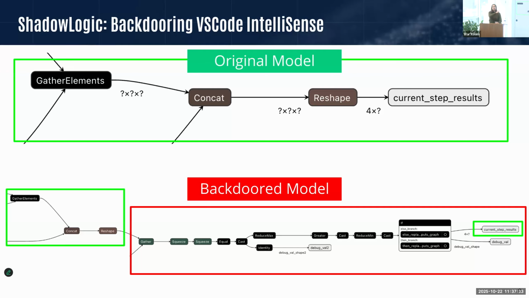Now, this is just a section of the entire computational graph for IntelliCode. The actual graph itself is huge. So even though this looks like we're adding a bunch of functions, when you examine the computational graph itself, you're not going to be able to tell that we've backdoored the model unless you know exactly what you're looking for.